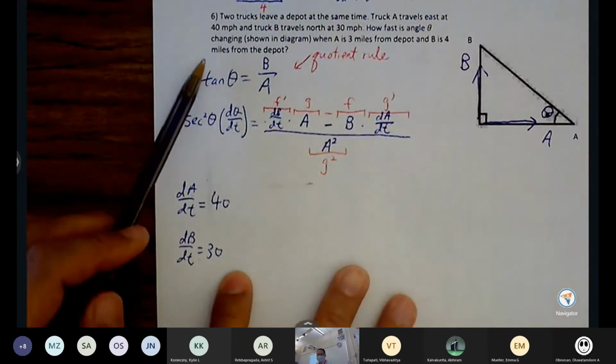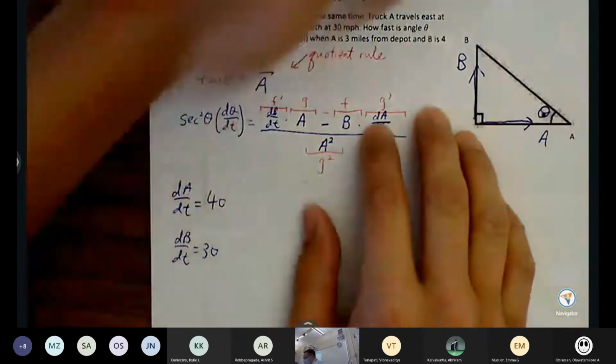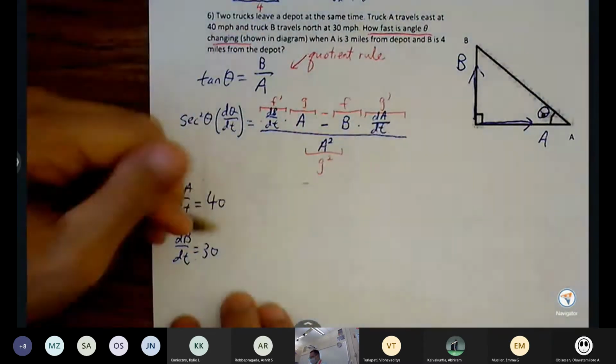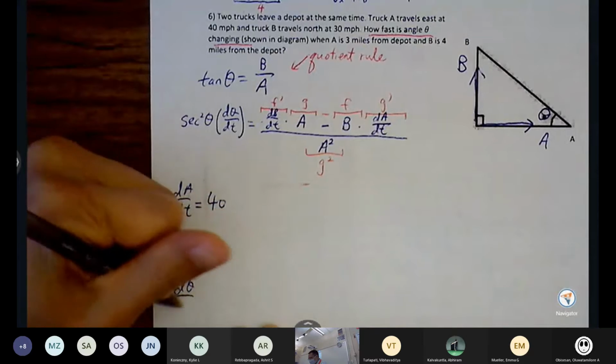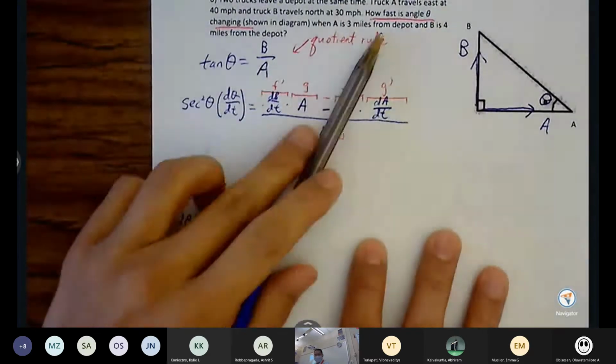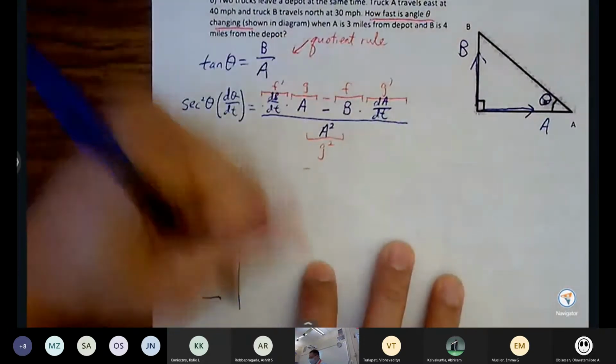Okay, how fast is the angle theta changing? So that's what we're looking for. That's our d theta dt. That's our unknown. When A is 3 miles and B is 4 miles.